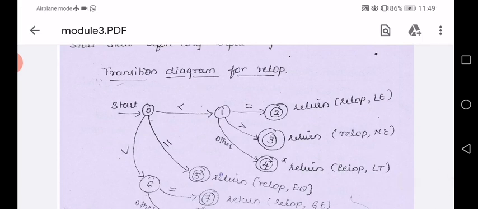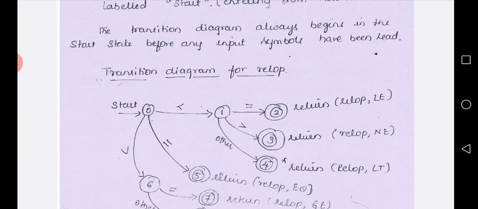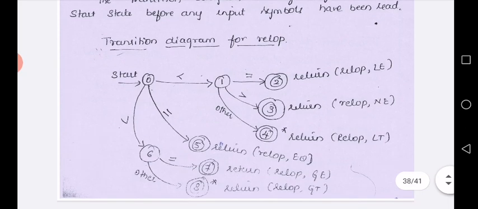RELOP? It is a token. Remember, it is a token, comma, LE we are having. So this is the syntax: token name, comma, attribute value. What does the attribute stand for? See here, less than or equal to. When it comes to less than, greater than, we consider it as not equal to. But when it comes to only less than, relational operator, comma, LT we are using.